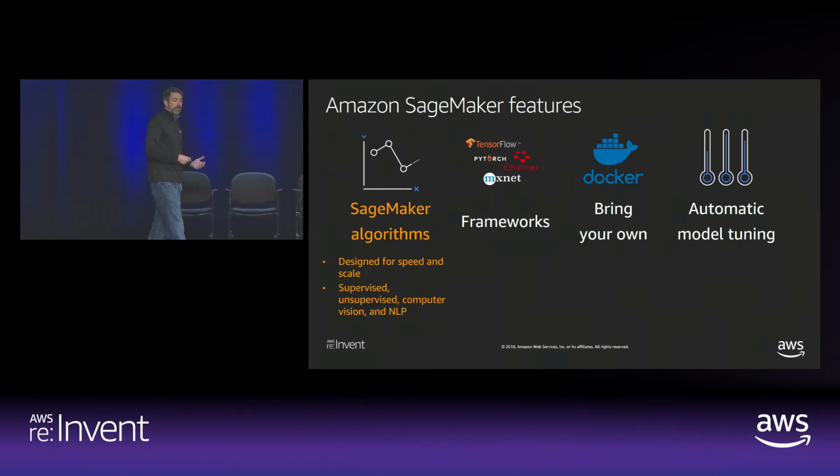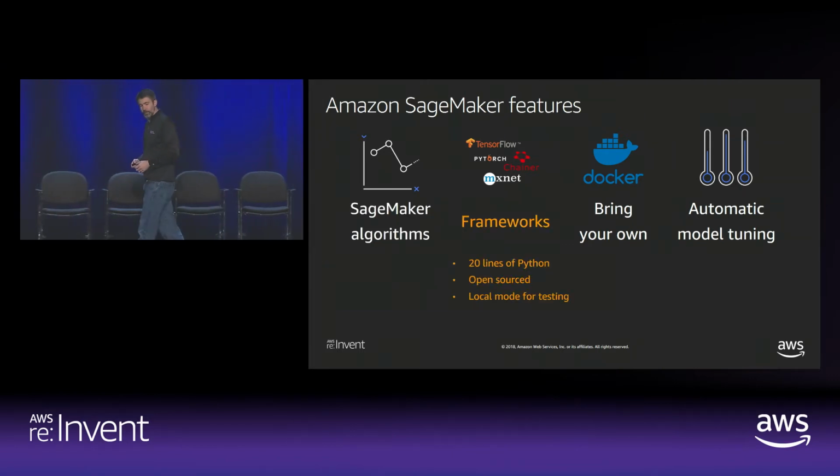And we have an eclectic mix. So we have some supervised learning algorithms that are very common, things like linear regression and classification, unsupervised, things like k-means and principal components. But we also have computer vision algorithms like image classification and object detection. And also in the natural language processing space, so word2vec, sequence-to-sequence for neural machine translation, neural topic modeling. So we have this variety of different algorithms that you can use for your use case.